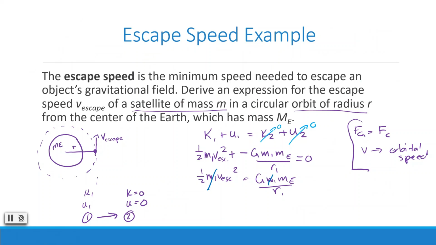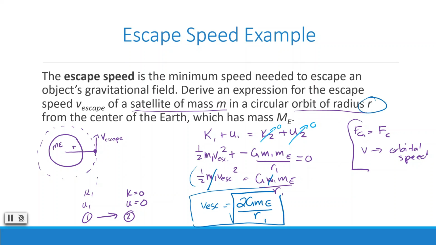Now, the work it would take to get to that escape speed would depend on mass, but the actual escape speed itself does not depend on mass. Then I'm going to multiply the 2 to the other side, so we get v escape is the square root of 2 G m_e over r1. So this is my escape speed. And that r is going to be whatever this radius is here. Based on my variable definitions, I don't need that r, but that is going to be my escape speed.